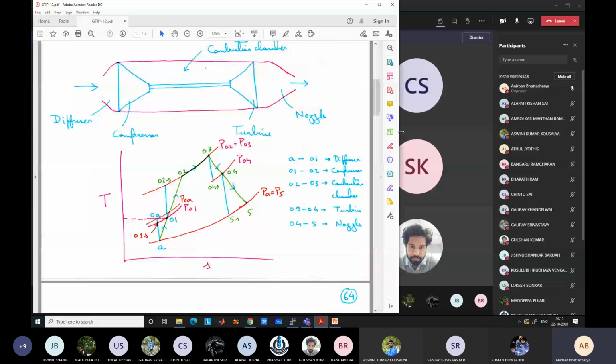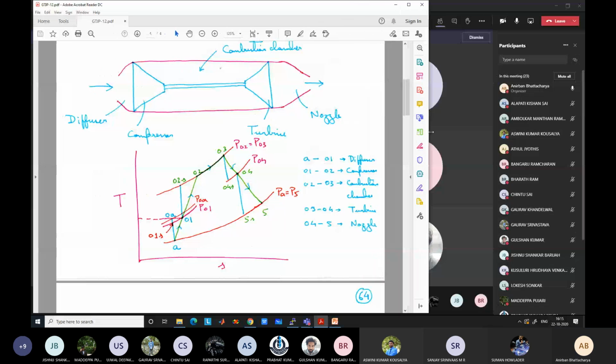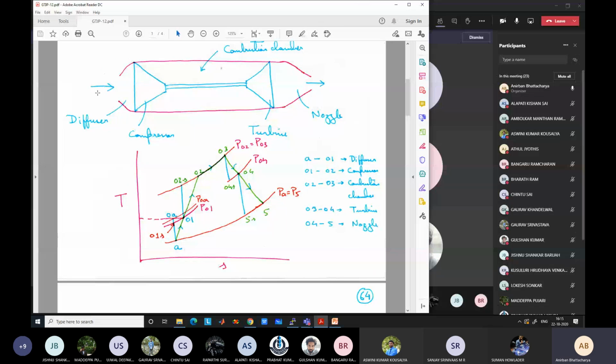The atmospheric condition outside is denoted by A. A is the static condition at the atmosphere. Static condition means static temperature and static pressure. So I will denote static temperature by TA, static pressure by PA, and velocity is VA. We will denote the stagnation condition by T0A and P0A, which is the standard notation. Static condition TA, stagnation condition T0A, P0A.